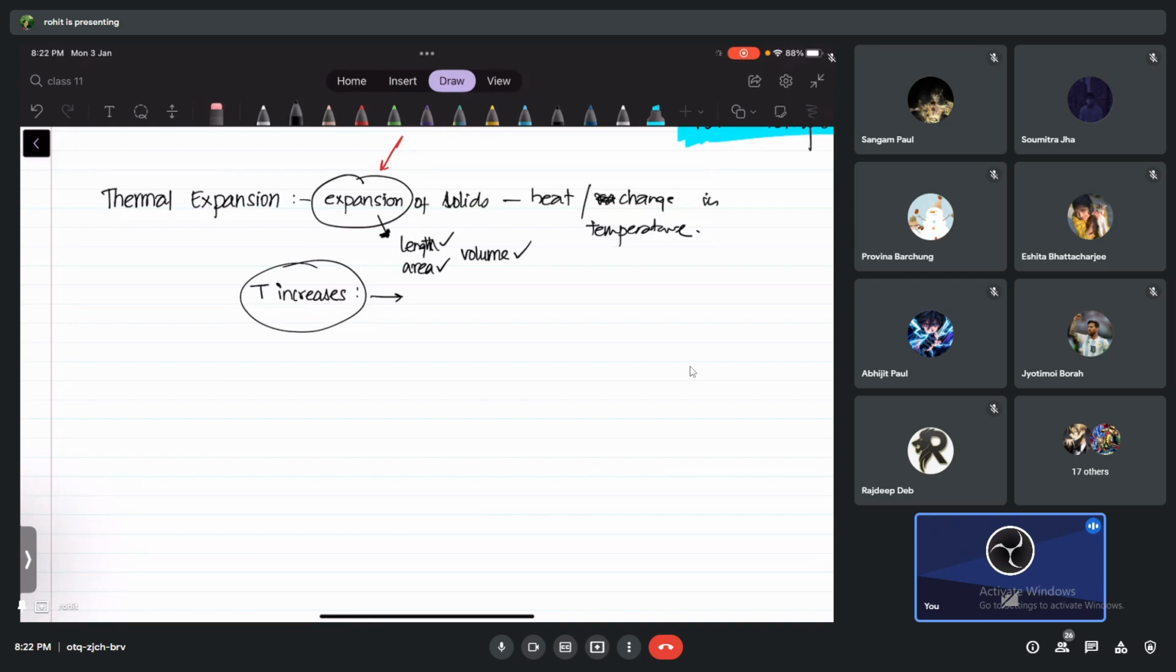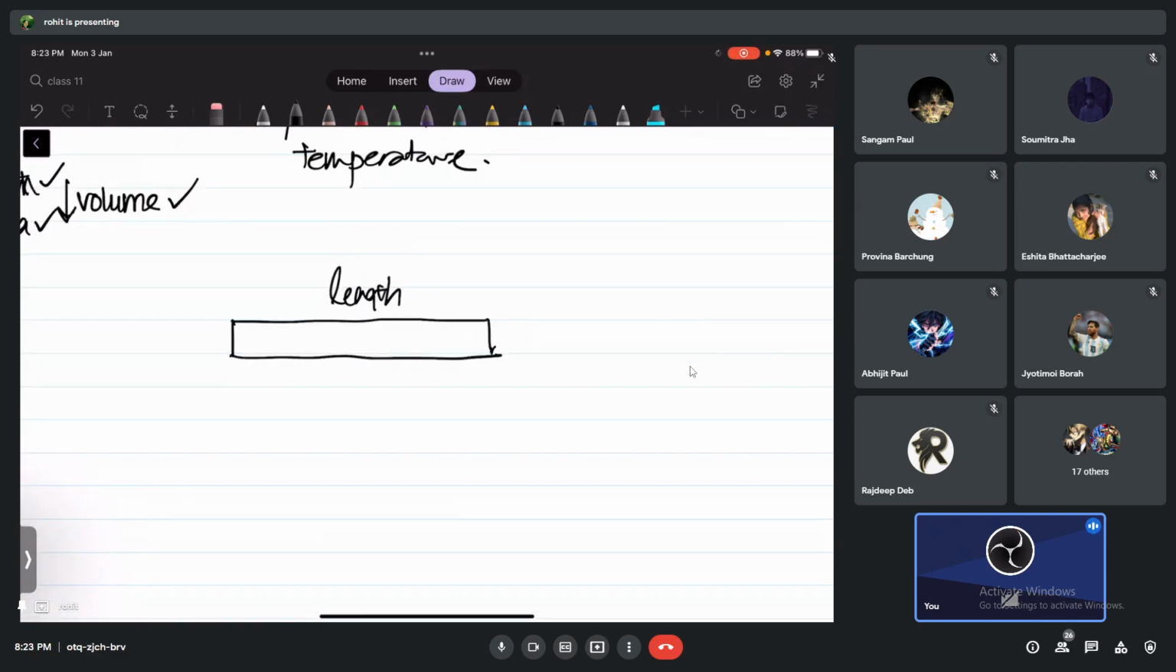If the temperature decreases, you can tell me, right? The length will decrease, the area will decrease, even the volume will decrease. And that's why, if I take a solid and I tell you the length of the solid in this topic, it will not make sense if I don't tell you the what.